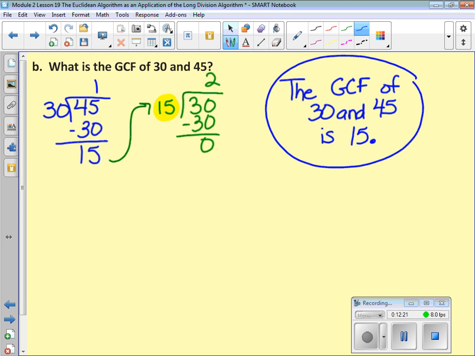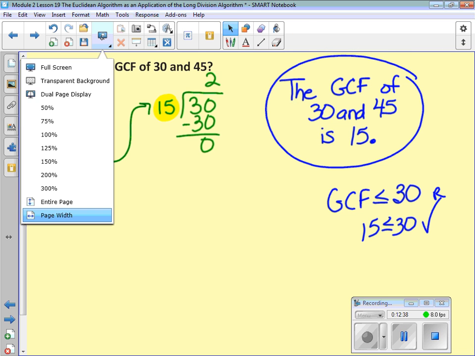Is it reasonable? Remember, our GCF has to be less than or equal to 30. And 15 is less than or equal to 30. So we could do our reasonable check. I just know. Okay, let's keep going.